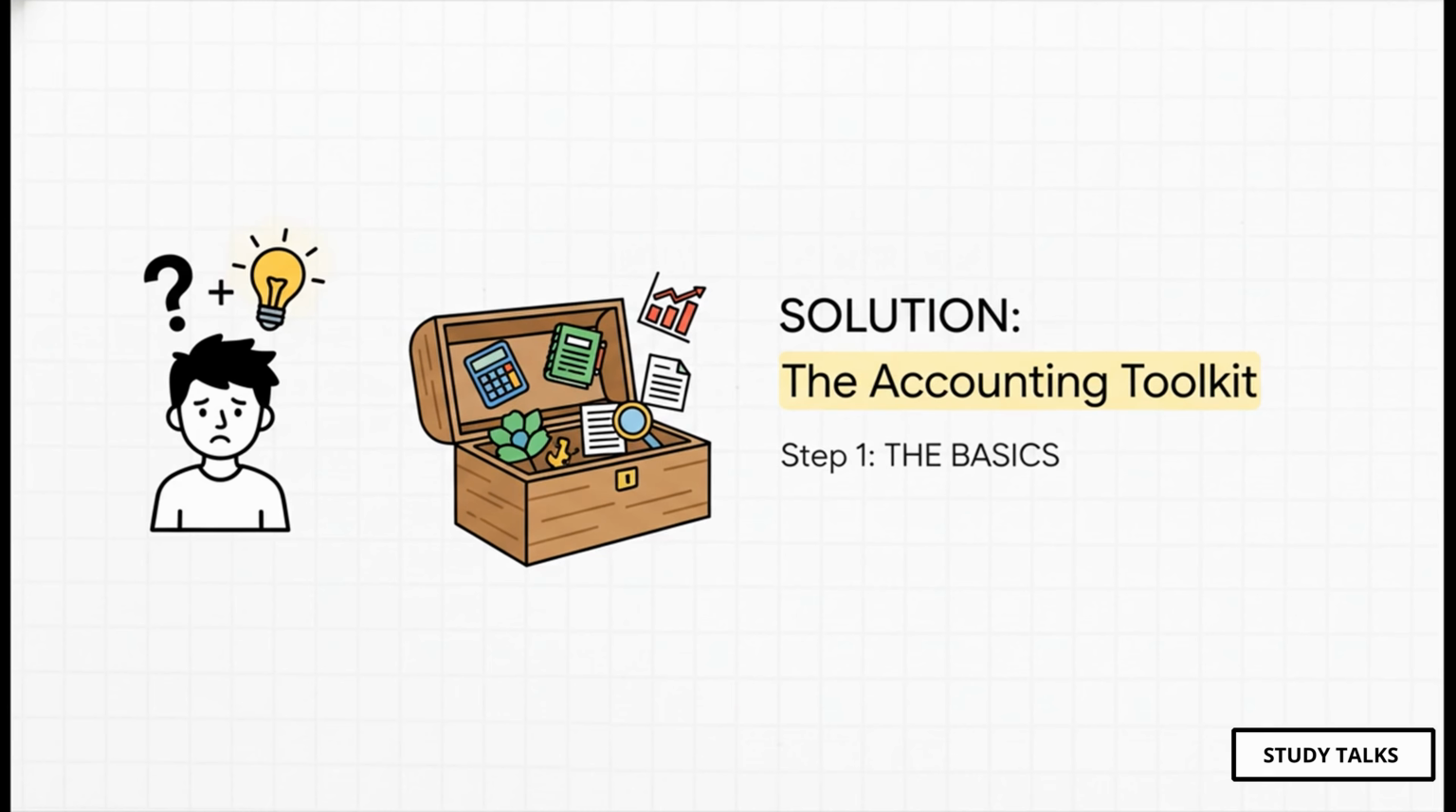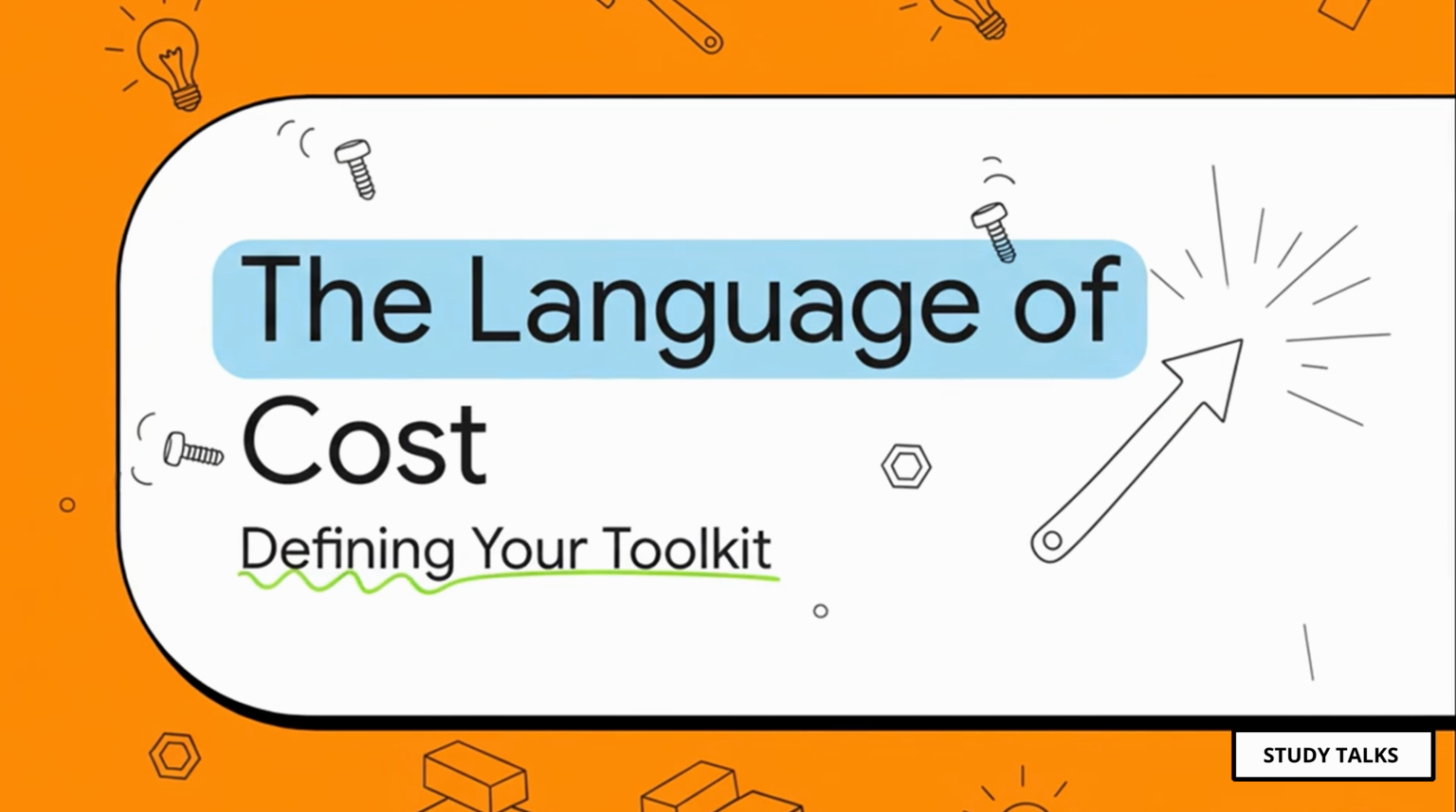What they need is a toolkit to figure out what's really going on inside their business. And that's what we're going to do for them, right now. We're going to build that toolkit, starting with the absolute fundamentals. So, first things first, we need to learn the language. These definitions we're about to cover, think of them as the nuts and bolts of our entire toolkit. If you get these right, I promise you, everything that comes after will be so much easier to understand.